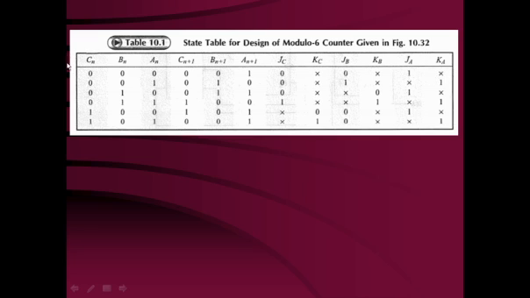Same thing, you can do it for the other 6 columns also. Here it is 0, and the next state is also going to be 0. So for JC and KC, again 0x is required. So for the first 3 columns you can see that Cn is going to be 0, and Cn plus 1 is going to be 0. So in these 3 conditions, flip-flop C does not change, and hence the input requirement is going to be 0x. You can see that.